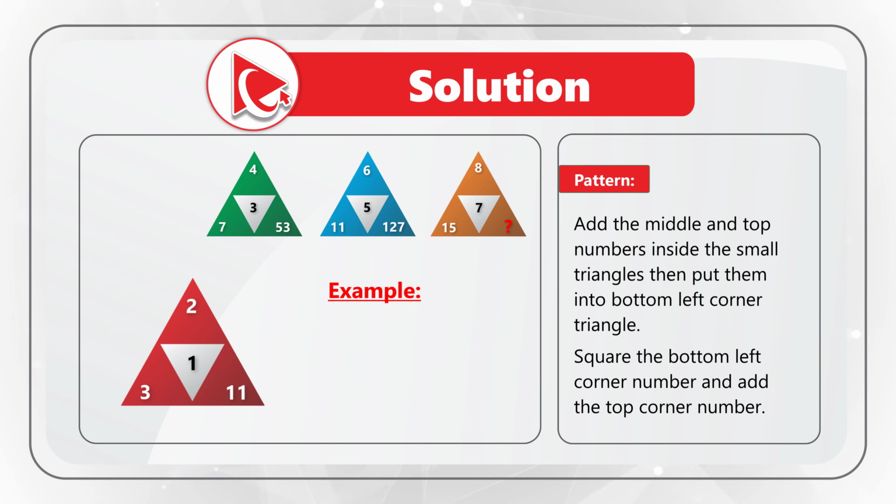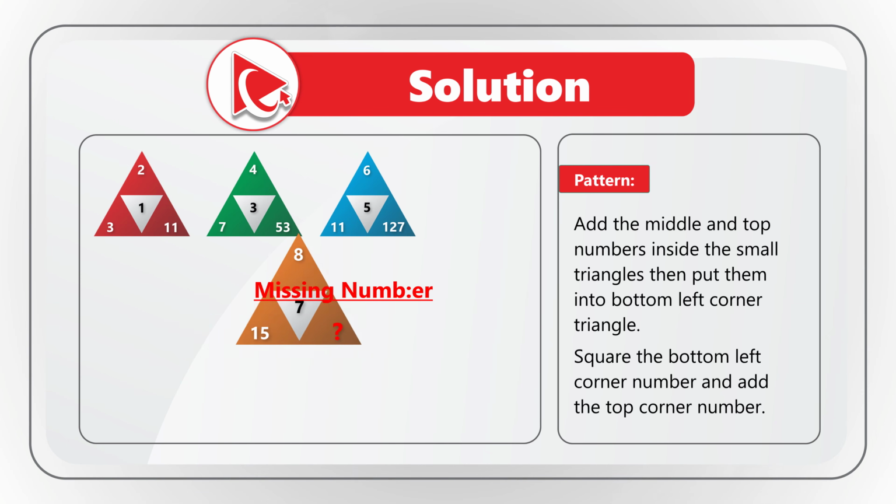Let's look at the first triangle. 2 plus 1 equals 3. 3 square equals 9. And 9 plus 2 equals 11. Armed with this information, let's find the missing number.